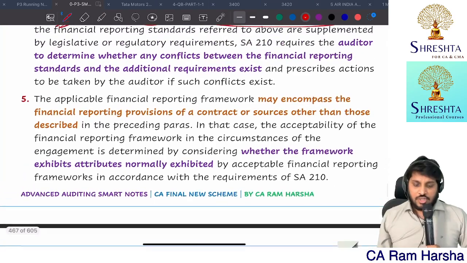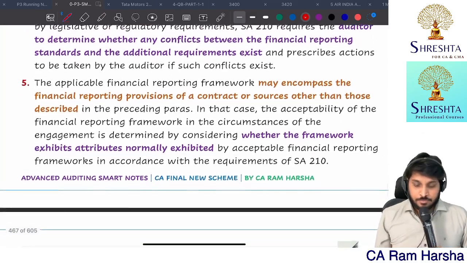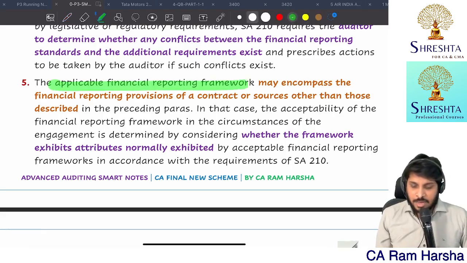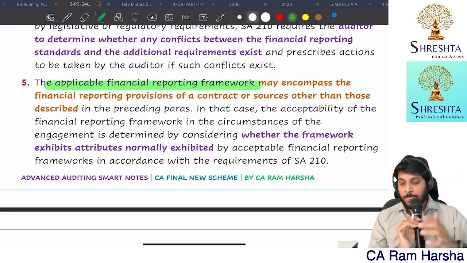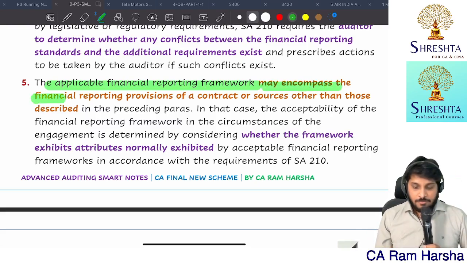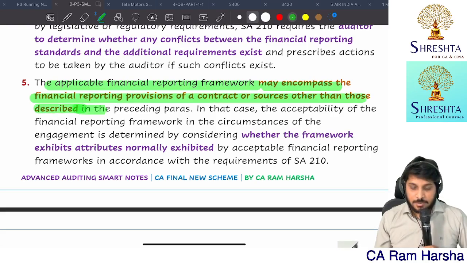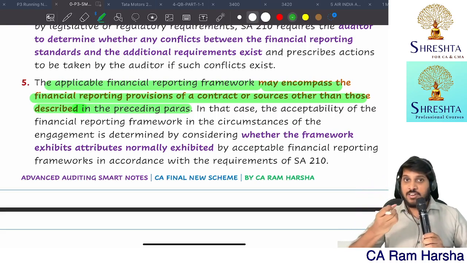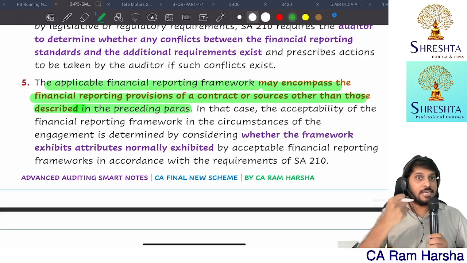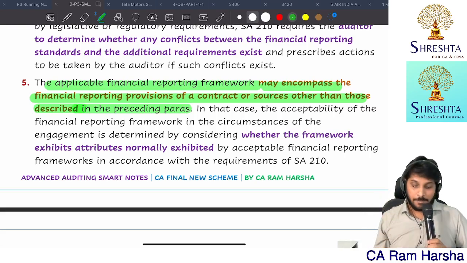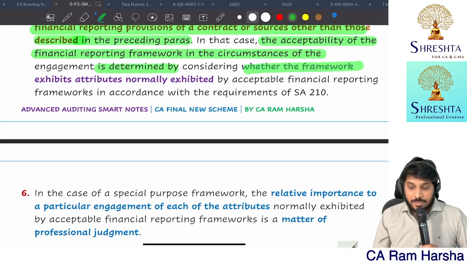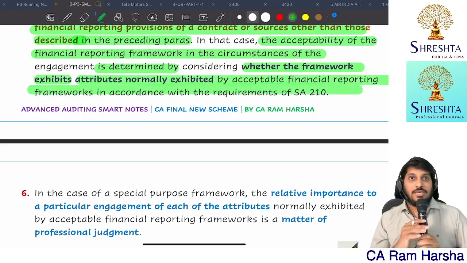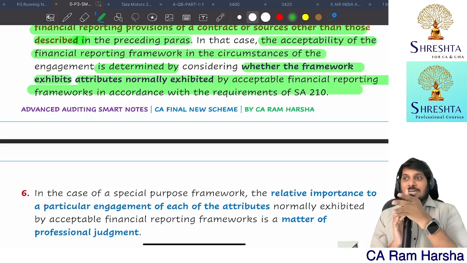Now naturally, the applicable financial reporting framework. Remember, the applicable financial reporting framework here is the user grant letter. Or if there is a standard setting body, that body may encompass, that means cover, financial reporting provisions of a contract or source other than described in the preceding para. Sometimes in the contract itself, they will clearly mention exactly what information they want, exactly what points you should consider to prepare the balance sheet P&L. In that case, acceptability of the framework in these circumstances is determined by whether the framework exhibits attributes normally exhibited by an acceptable framework. So whether user requirements are exactly considered or not.